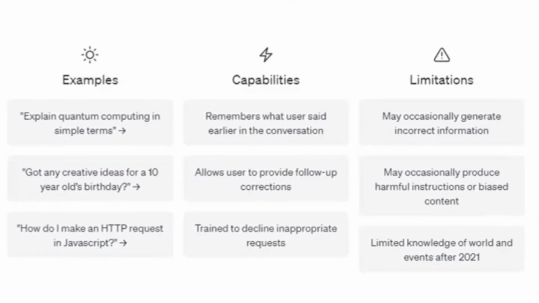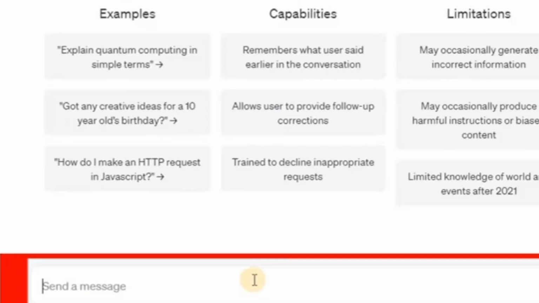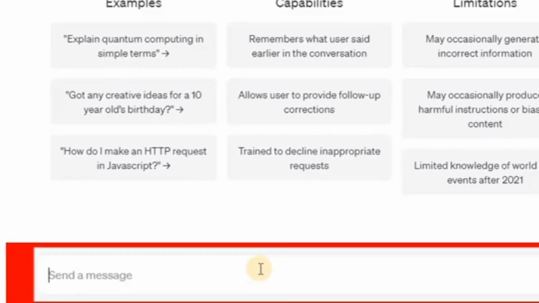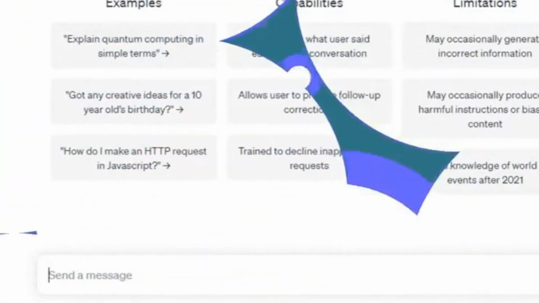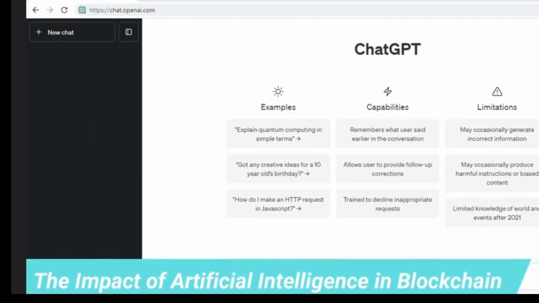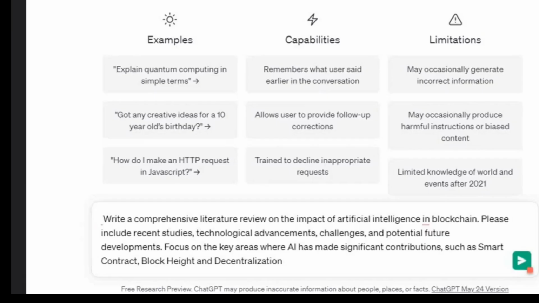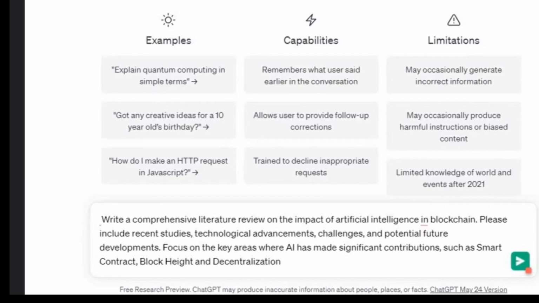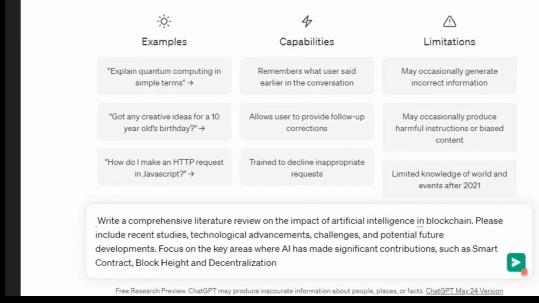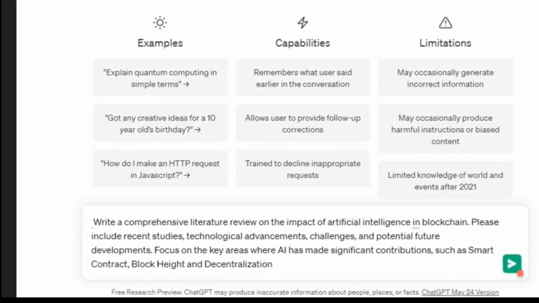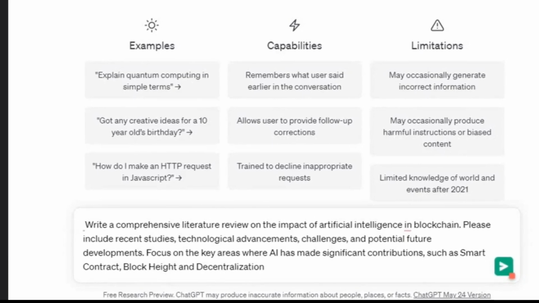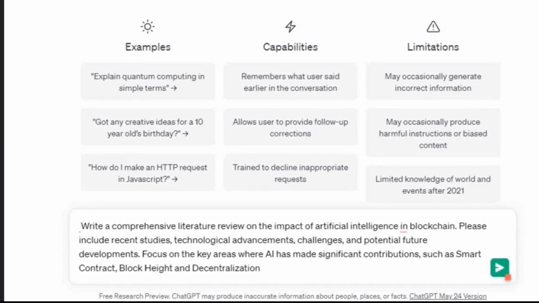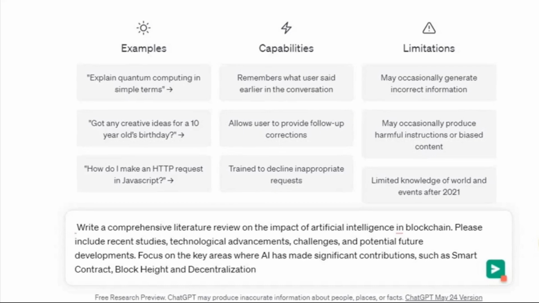You will find a user-friendly interface with a text input field where you can enter your prompt. Simply copy and paste a prompt into the input field and press the generate button. For example, for a literature review on the impact of artificial intelligence and blockchain: write a comprehensive literature review on the impact of AI and blockchain. Please include recent studies, technological advancements, challenges and potential future developments. Focus on the key areas where AI has made significant contributions.